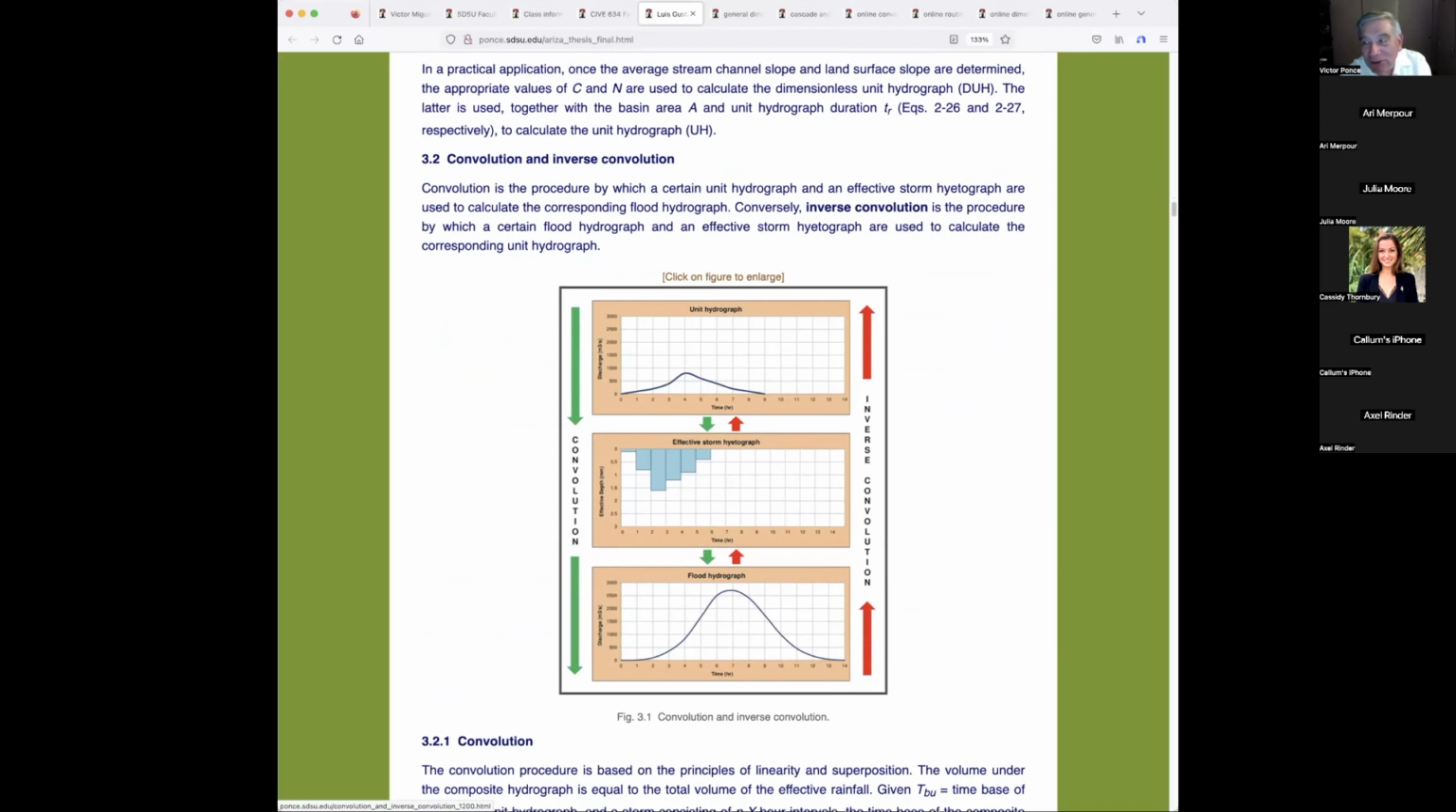In inverse convolution, you have the runoff and you're going back to find the unit hydrograph. In convolution, you go from the unit hydrograph and the effective storm hydrograph to the flood hydrograph. In other words, the green is convolution, from here with this to here. And in inverse convolution, we go from here with this to here. And it is an extremely complex process, which I placed in my book.